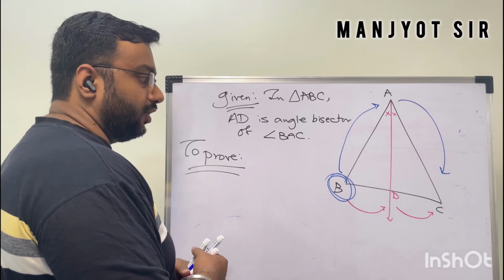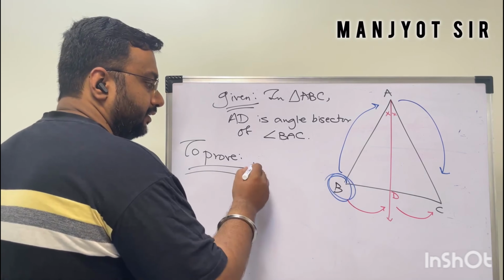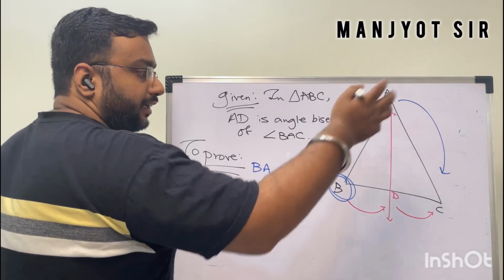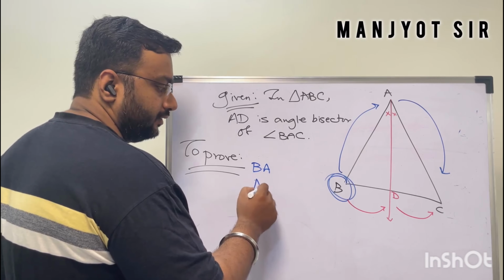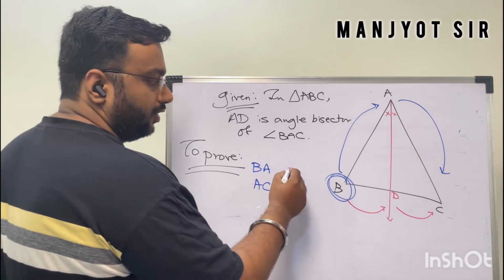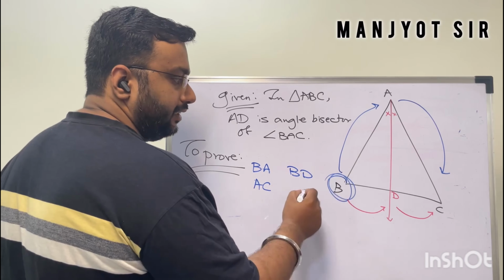Here we got something like BA and further ahead we got AC. And over this side we got BD and DC.